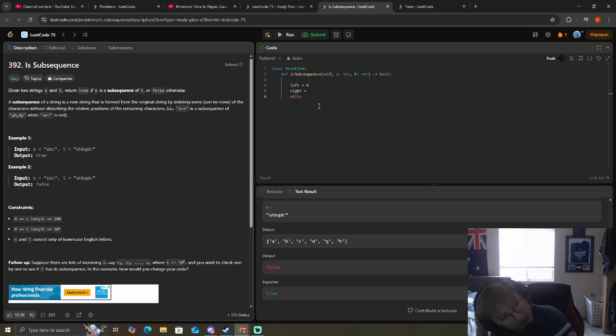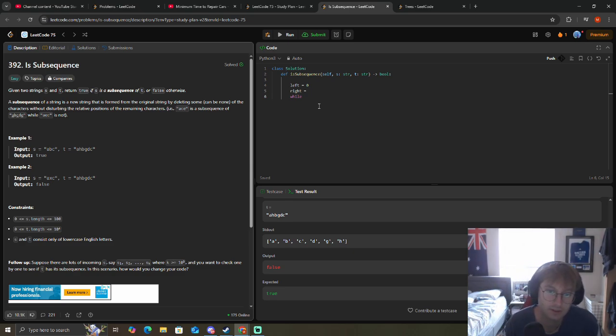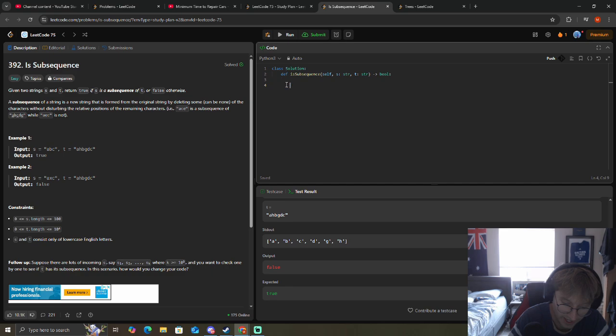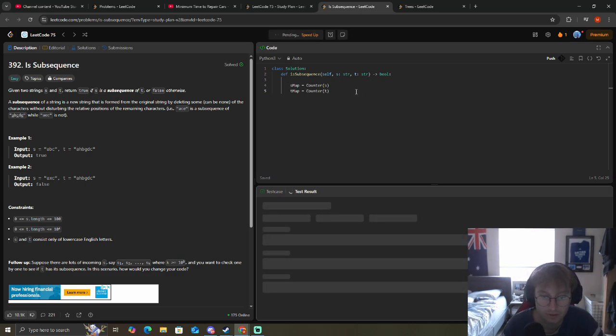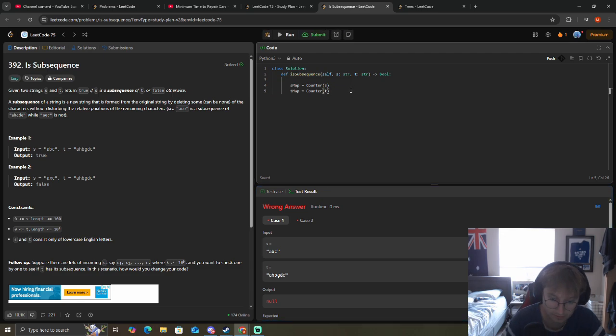Maybe I don't know, maybe we can make two hash maps too, so maybe S map, T map. Can you do this with a string? I don't know, like let's print S map, print T map.